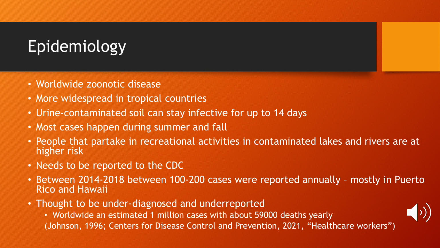It does need to be reported to the CDC, and between 2014 and 2018, between 100 to 200 cases were reported annually. Most of them happen in Puerto Rico and Hawaii, and it is thought to be an underdiagnosed and underreported disease, with an estimated worldwide 1 million cases and about 59,000 deaths yearly.